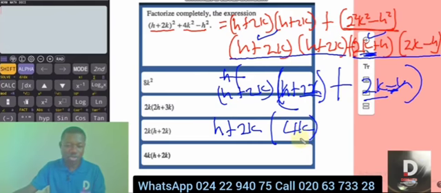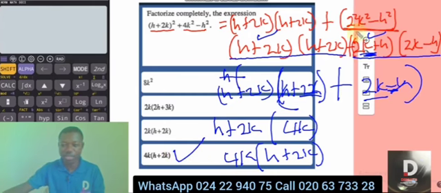So at the end of the day, you arrange, letting this one come out and the twin term come inside. So you write 4k, though it's the same, but the arrangement is very important. 4k into bracket h plus 2k. This is supposed to be the final answer. Do you have it here? Good. Option D is the correct answer.